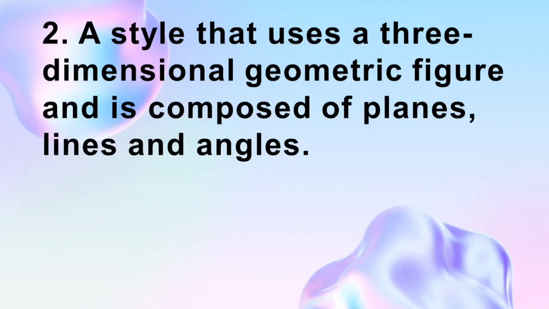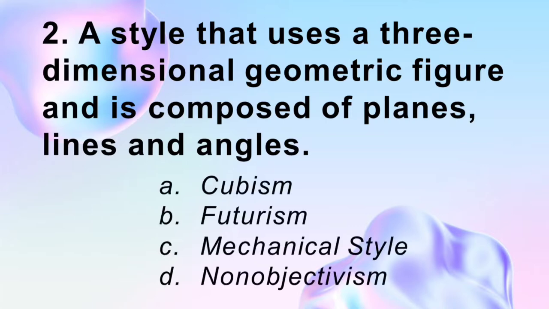Number two, a style that uses a three-dimensional geometric figure and is composed of planes, lines, and angles. Is it A, cubism, B, futurism, C, mechanical style, or D, non-objectivism? Did you answer A, cubism? That is correct.